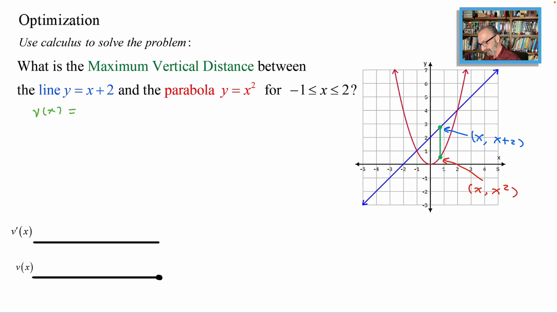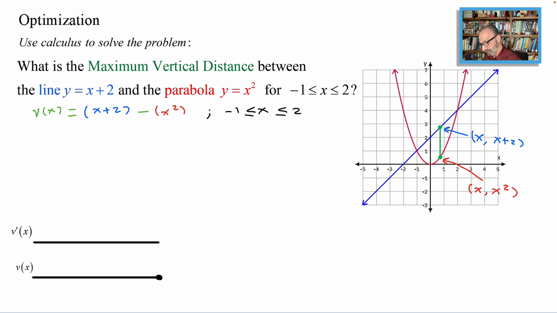So I will be using v of x, and y2 is x plus 2 minus y1, which is x to the second. Of course, we are on x greater than or equal to -1 and less than or equal to 2.